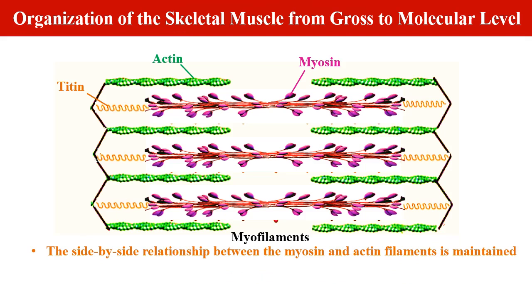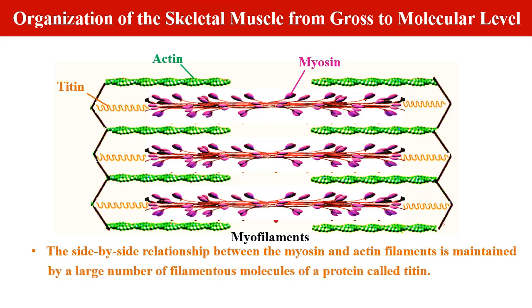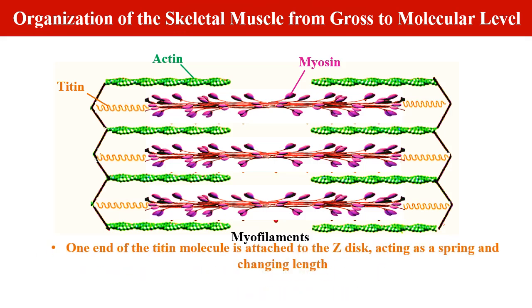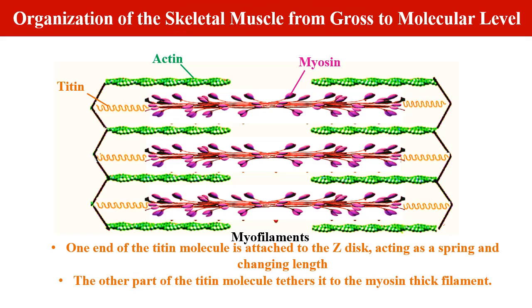The side-by-side relationship between the myosin and actin filaments is maintained by a large number of filamentous molecules of a protein called titin. Titin is also known as connectin. One end of the titin molecule is attached to the Z disc, acting as a spring and changing length. The other part of the titin molecule tethers it to the myosin thick filament.